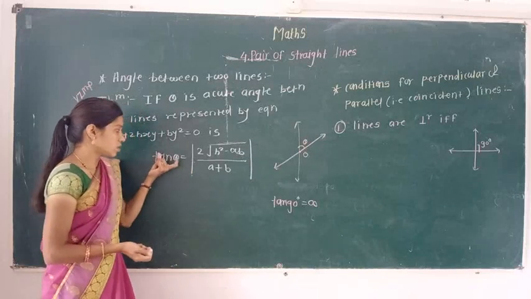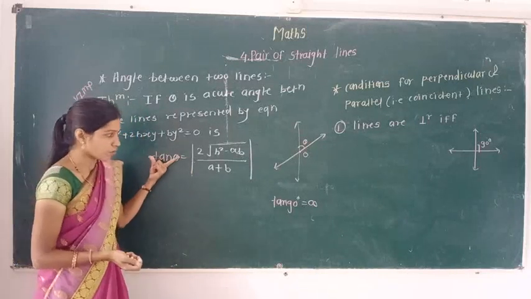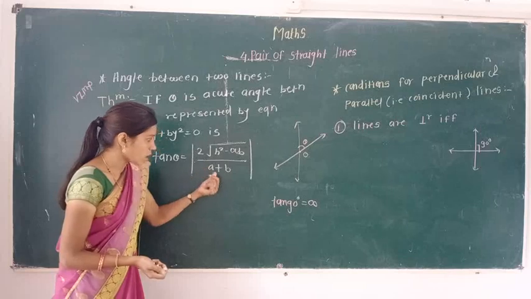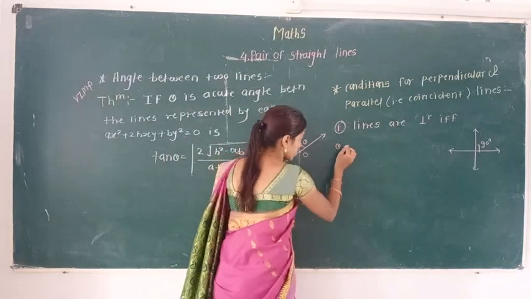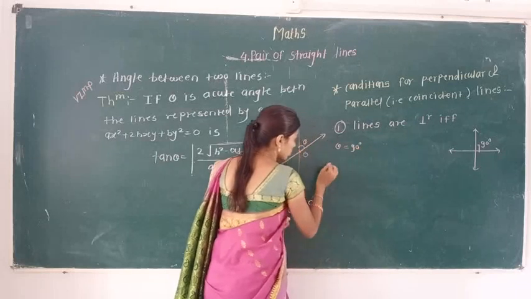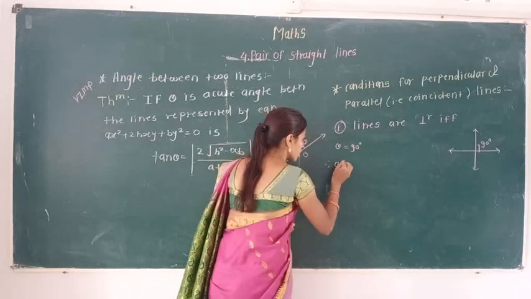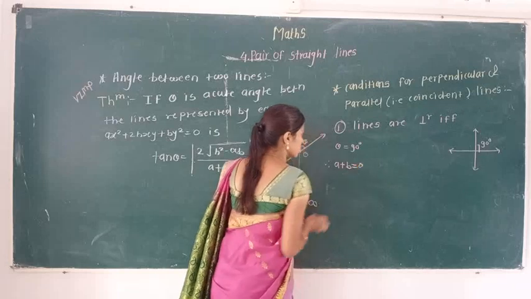Then tan here is we get the value infinity. So we can write a plus b is equal to 0, theta is equal to 90. So we get the condition a plus b is equal to 0.